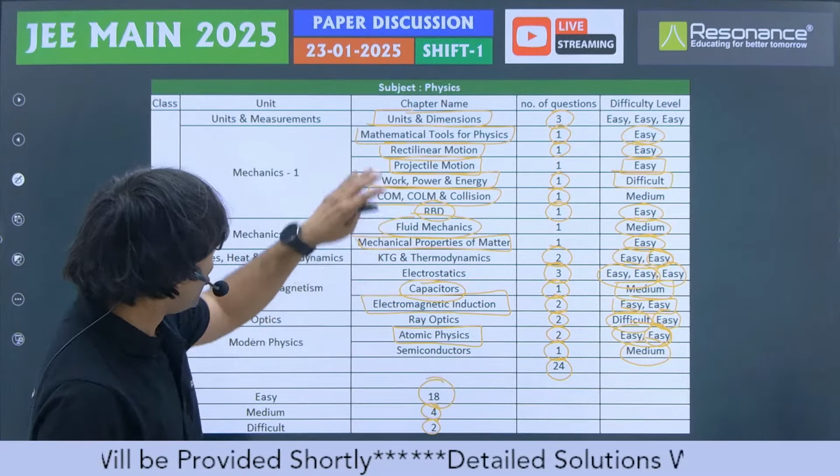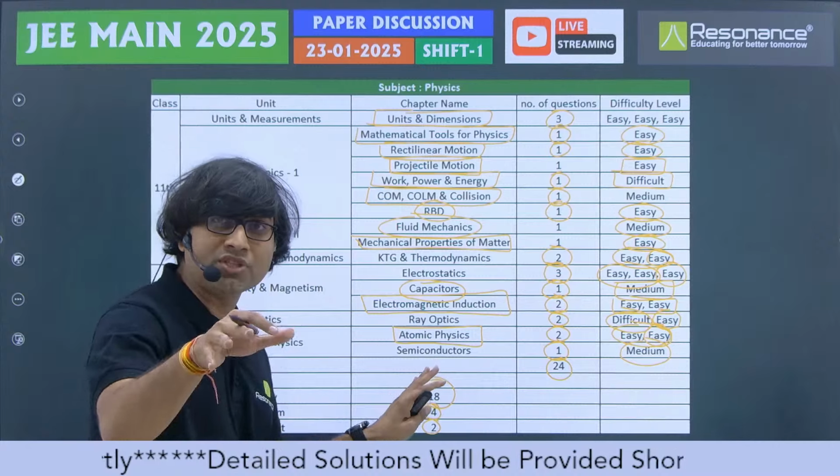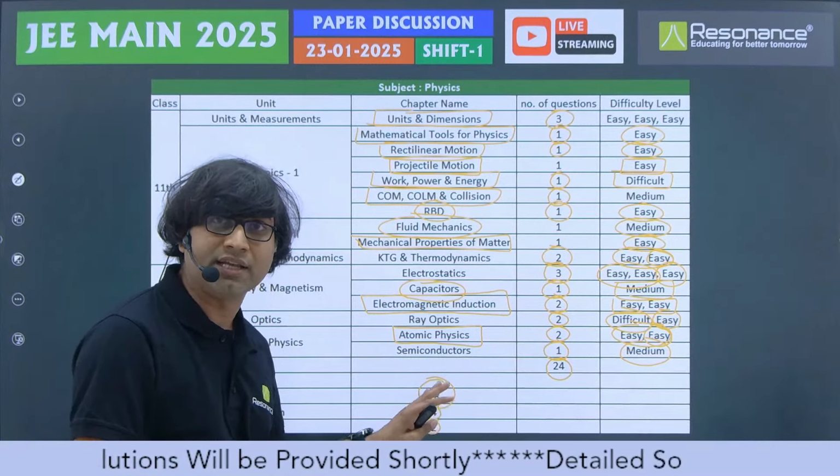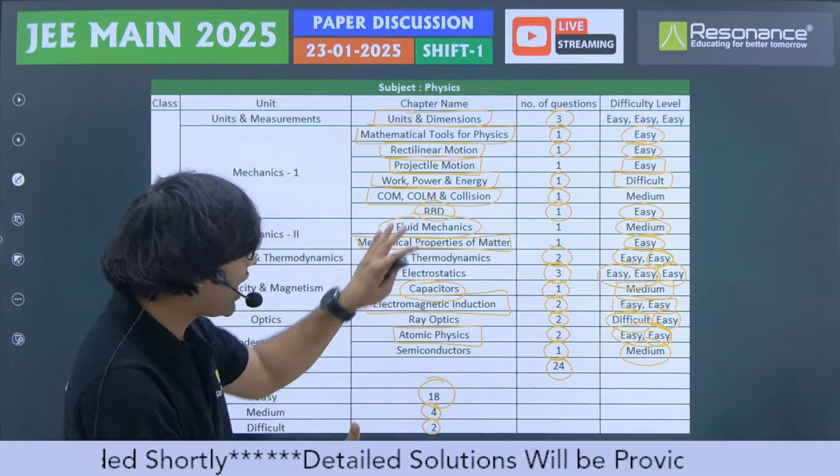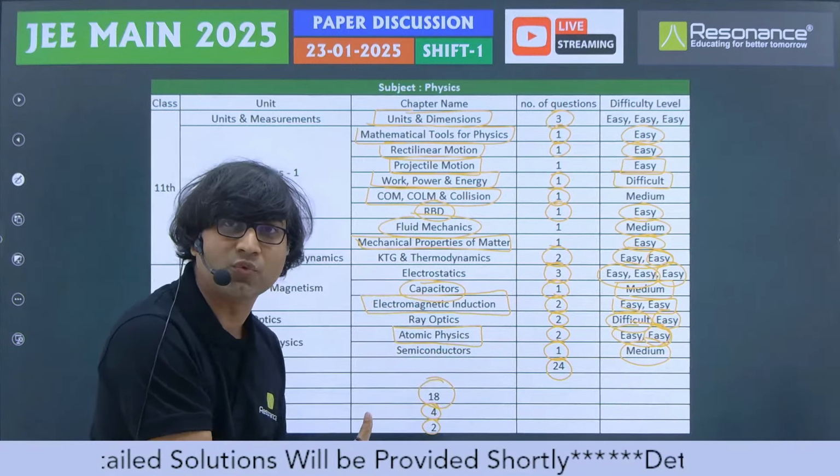Although no question was asked from the most celebrated chapter, that is current electricity, in other chapters the knowledge of current electricity was used.